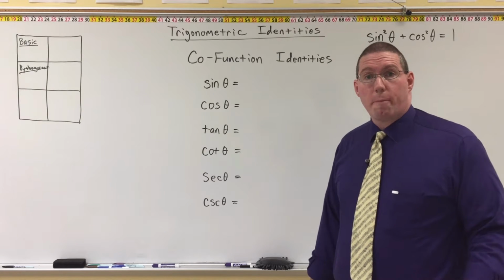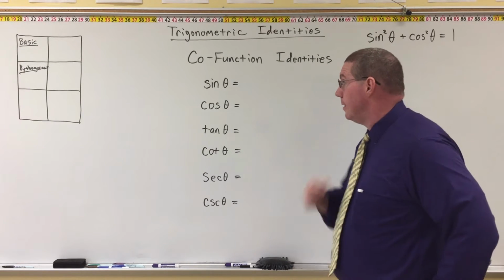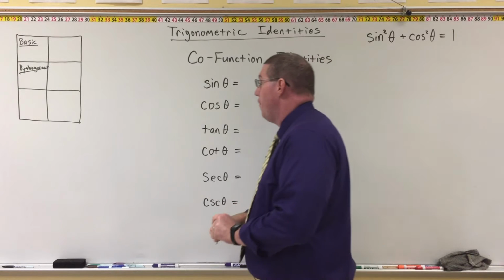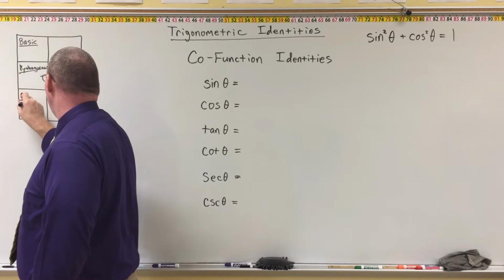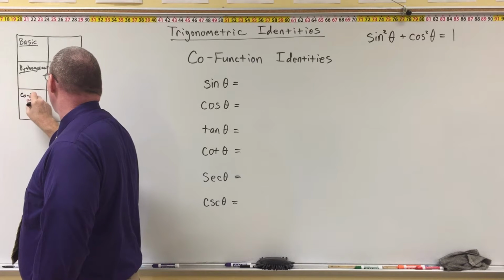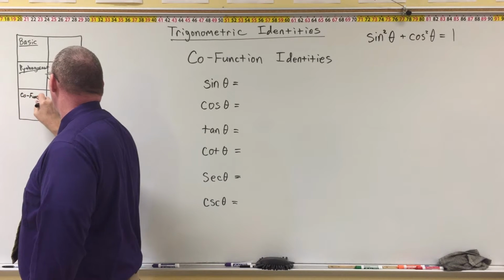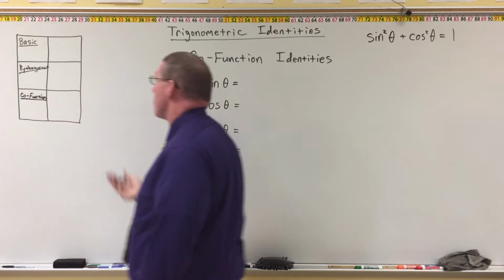All right, so now we're going to talk about the co-function identities. I'd like for you to put the co-function identities in this box down here. So down here you're going to write co-function identities, and there are 6 of them.